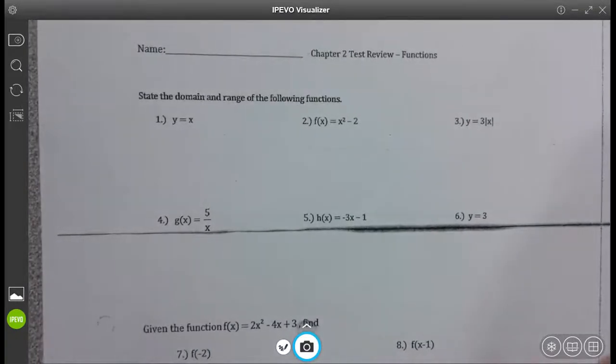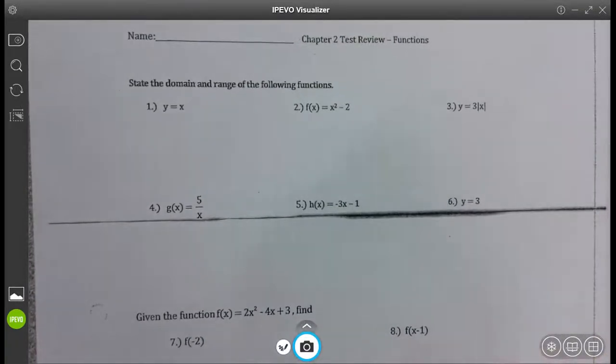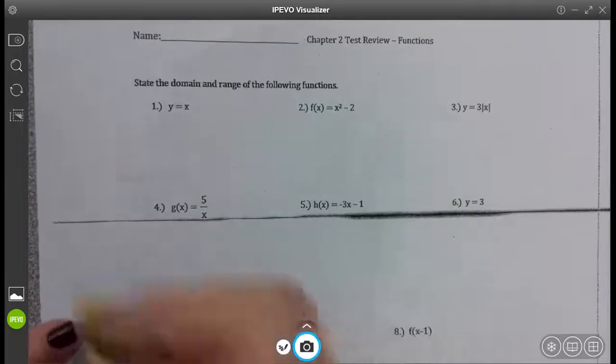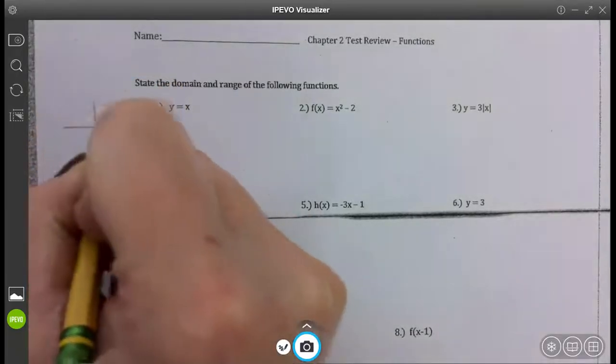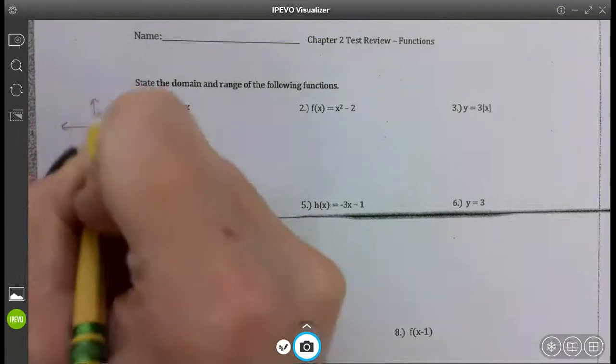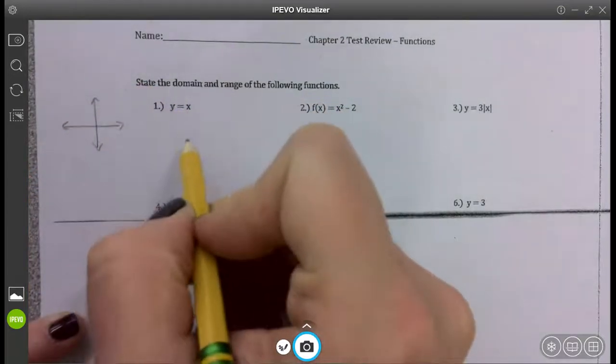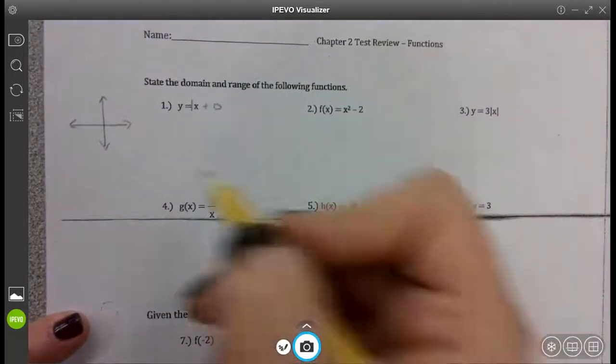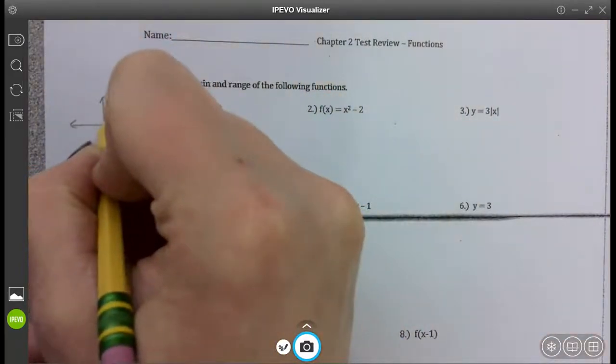It says state the domain and range of the following functions. So there's two ways you can do it. You can think of it logically, or draw a sketch, a baby graph, and look at the domain and range. So if I have y equals x, that's y equals 1x plus 0, technically. You begin with b and you move with m.